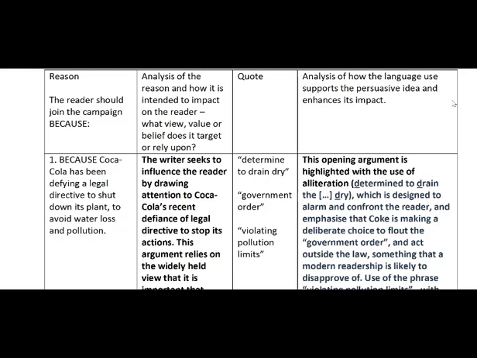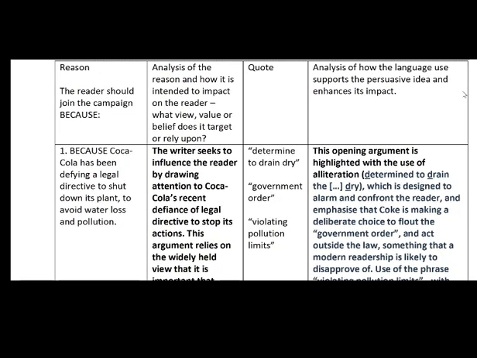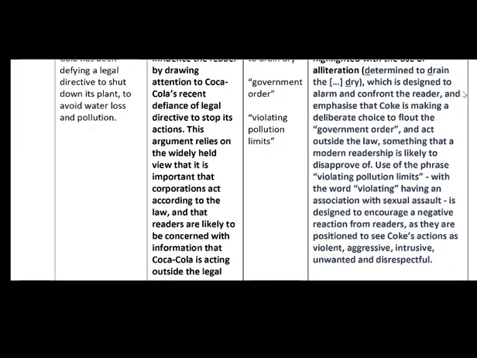This opening argument is highlighted. So see how I'm attaching this to the opening argument, and this analysis of the language stems from that opening argument, is highlighted with the use of alliteration, and that's the common way that alliteration is used, which is designed to alarm and confront the reader and emphasise that Coke is making a deliberate choice to flout the government order and act outside the law, something that a modern readership is likely to disapprove of. Okay, so you see how I'm trying to link the technique to what the writer is actually trying to say here in the argument that they're trying to make.